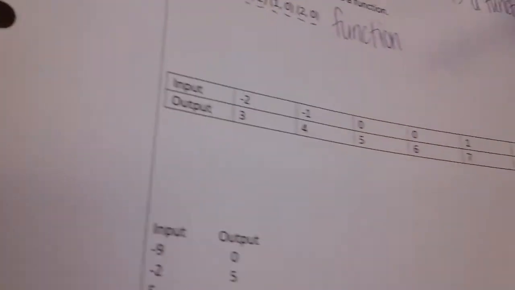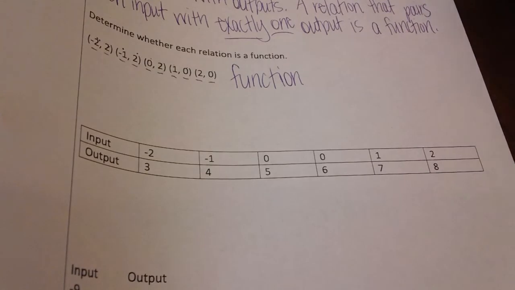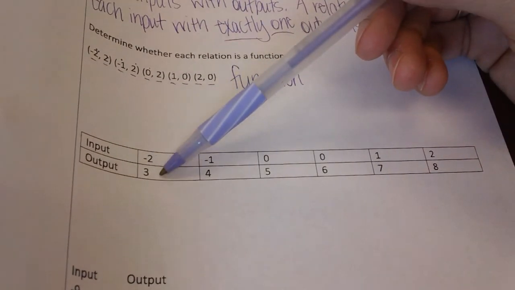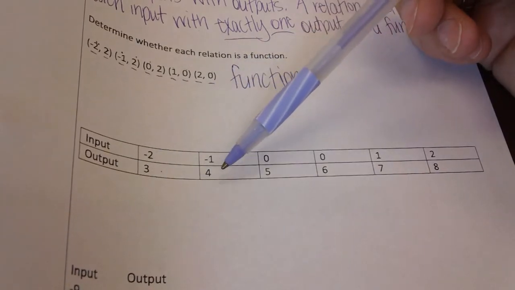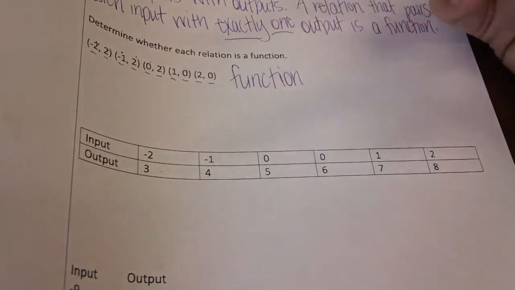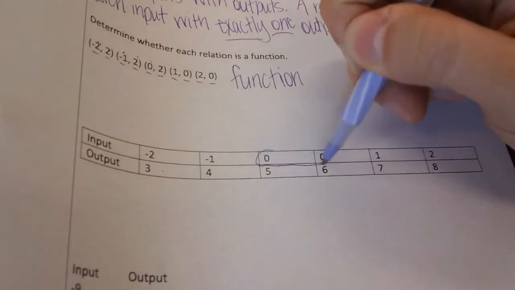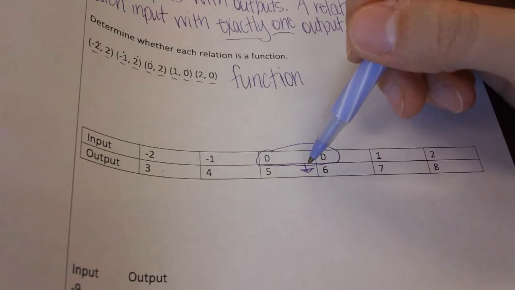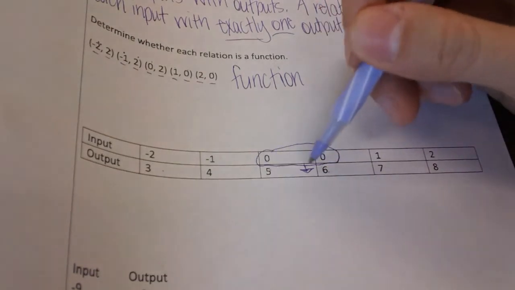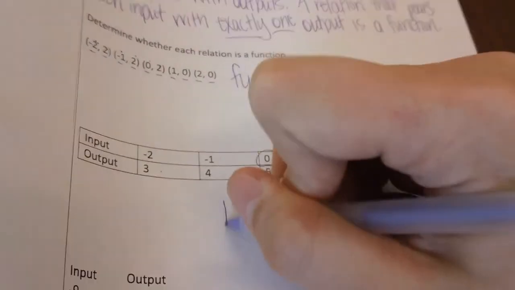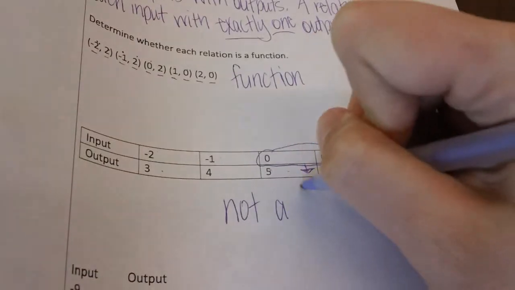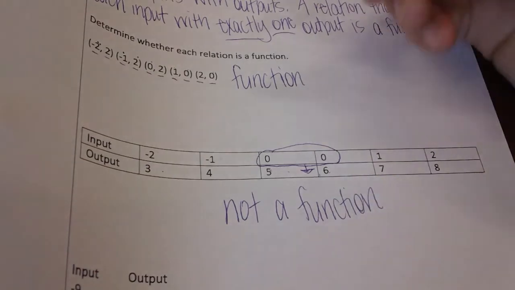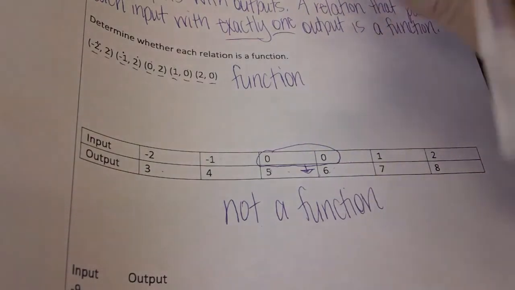On our table, we can see that -2 as an input has only one output of 3. -1 has only one output and it's 4. 0, on the other hand, has two different outputs. If 0 has two outputs, 5 and 6, this is not a function. It is only a relation, because 0 has two outputs.